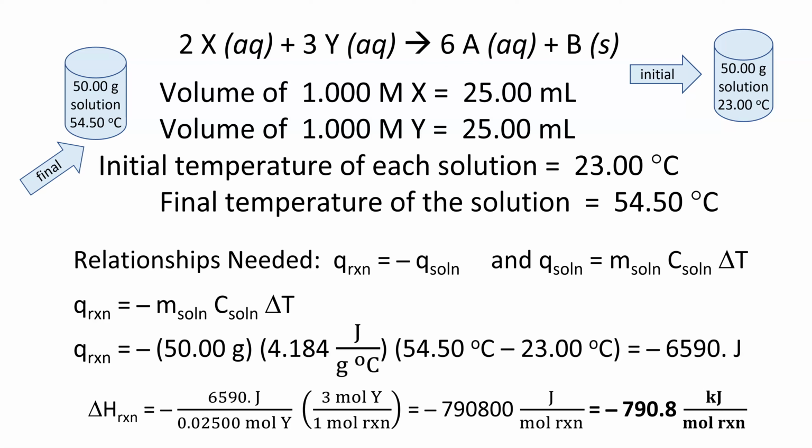So for every 1 mole or 1 instance of this reaction happening. So that's where that 3 moles of Y for every 1 mole of the reaction conversion or extra factor comes into play. We have to account for the fact that the way we wrote the reaction doesn't have a coefficient of 1 for our limiting reactant. In our other examples, it did, because there was only one reactant, and it was the limiting one. When we carry that all out, we get minus 790,800 joules per mole of the reaction occurring. So minus 790.8 kilojoules per mole of the reaction as it is written.